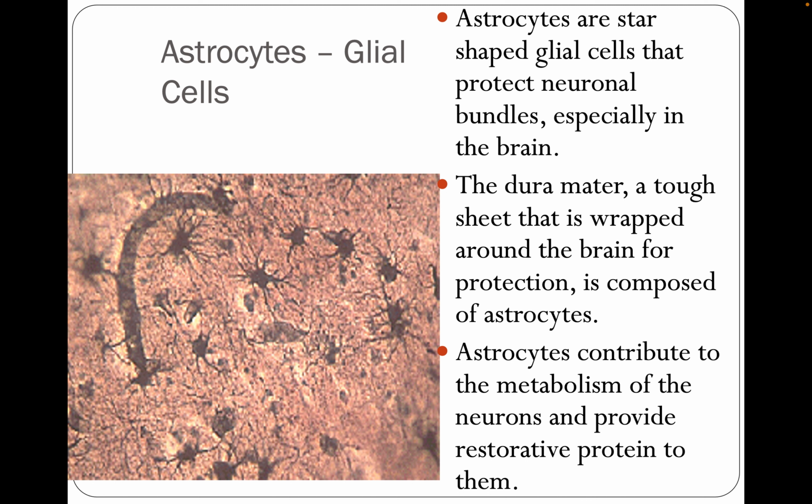Astrocytes are star-shaped glial cells, hence the name astro, that protect neuronal bundles, especially in the brain. The dura mater, a tough sheet that is wrapped around the brain for protection, is composed of astrocytes. Astrocytes contribute to the metabolism of the neurons and provide restorative protein to them.